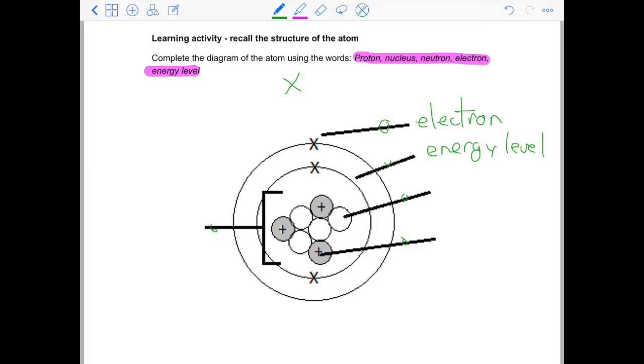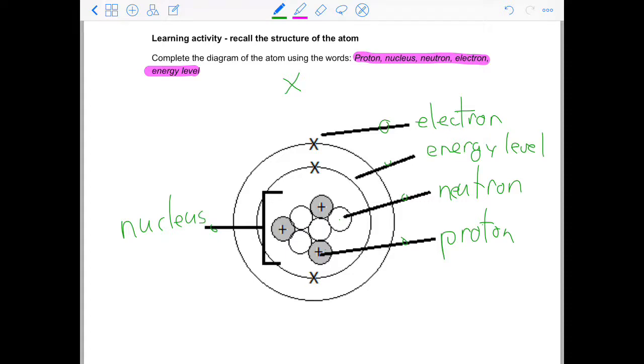Also known as the shell. We have here this white one. We know it can't be the proton because the proton is positive, so this one must be the proton, and so the other one in the nucleus would be the neutron. And I forgot the E, neutron. And we know the protons and the neutrons go together in the nucleus.